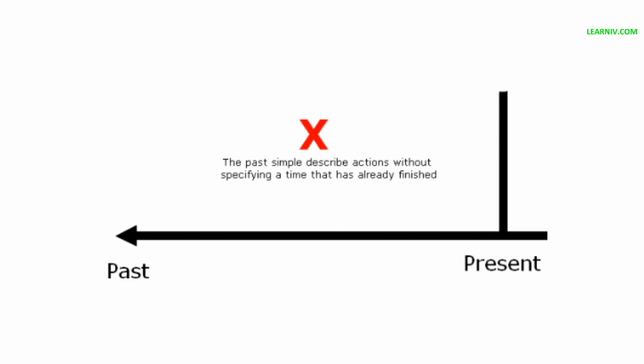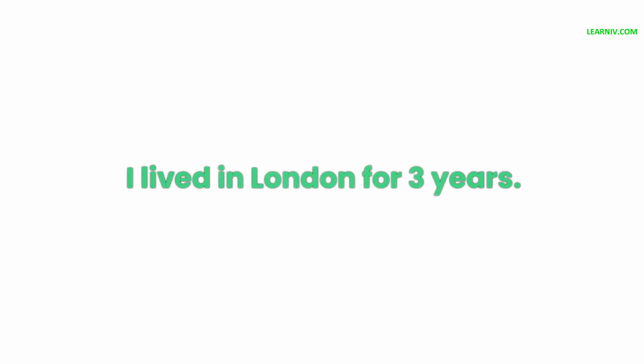We use the past simple tense to describe actions that began and finished in the past. On the timeline, the beginning and end of an event are marked by a red X in the past. In the sentence, I lived in London for 3 years, the past simple tense is used because I lived there in the past and that period of living there has ended, and now I live elsewhere.